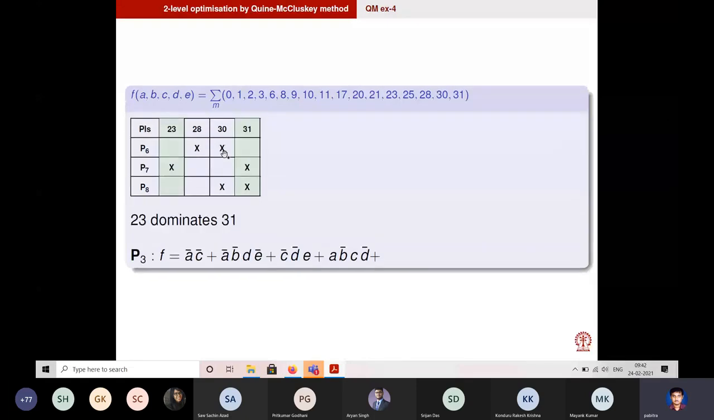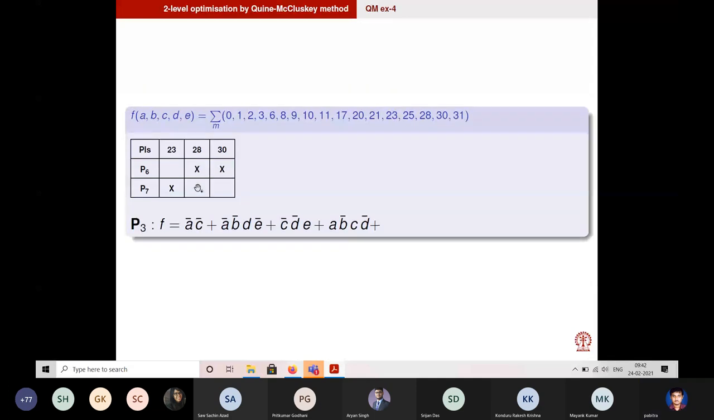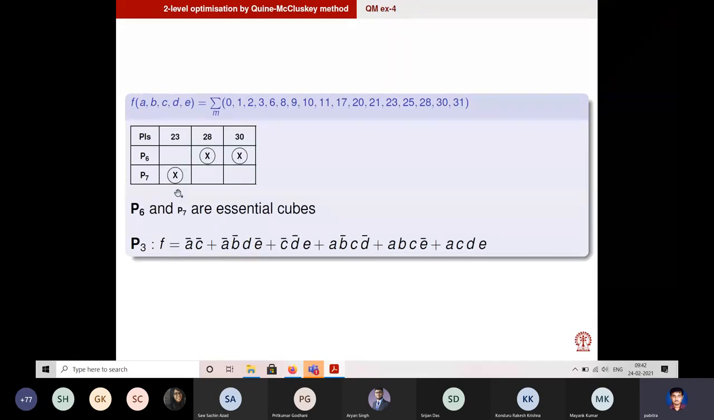Now you see that P6 dominates P8. So I'll keep P6, I'll remove P8. Okay. Now again here P7 is an essential, so I have to keep P7. Similarly, P6 is also essential, so I have to keep P6. So these are my final set of prime implicants, the minimal prime implicants.